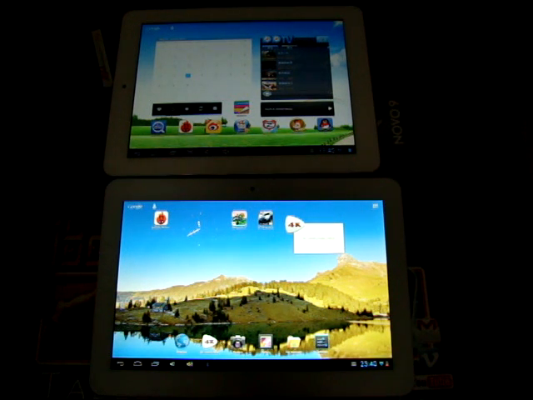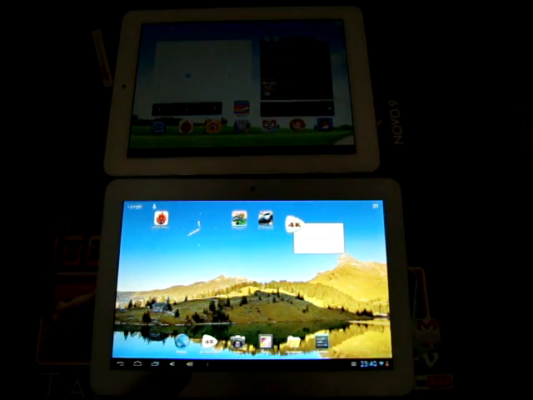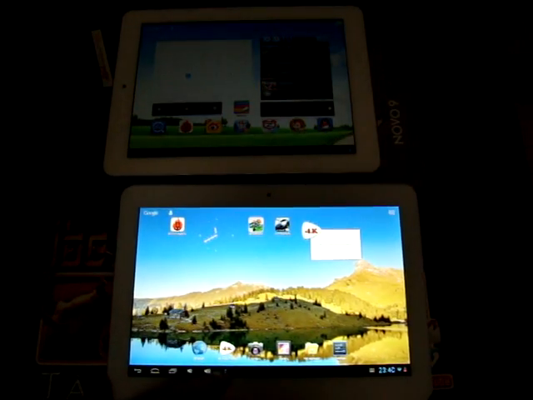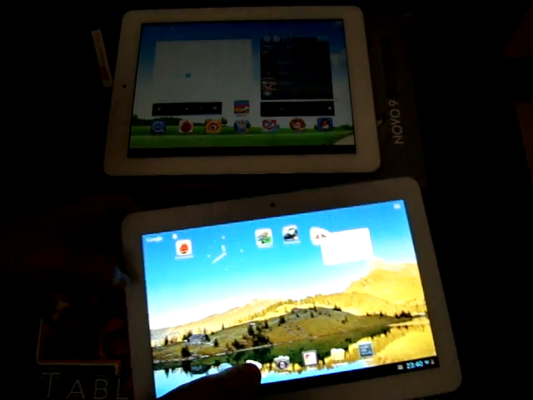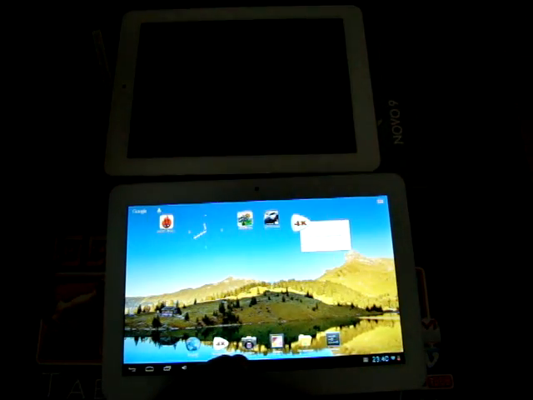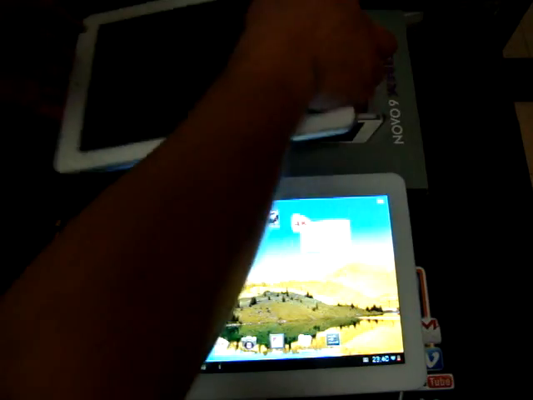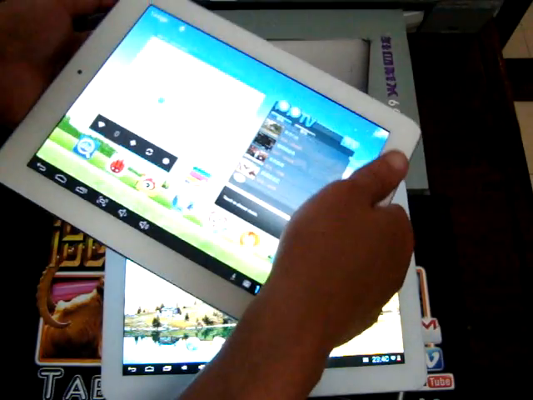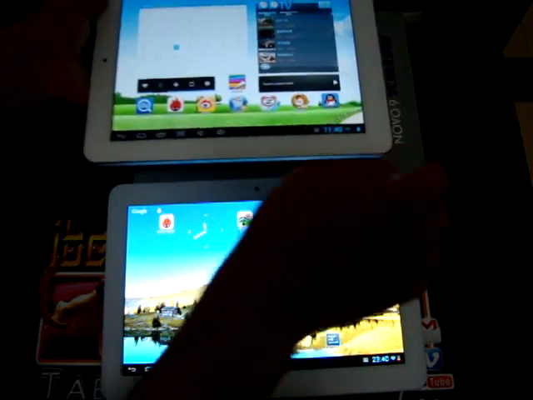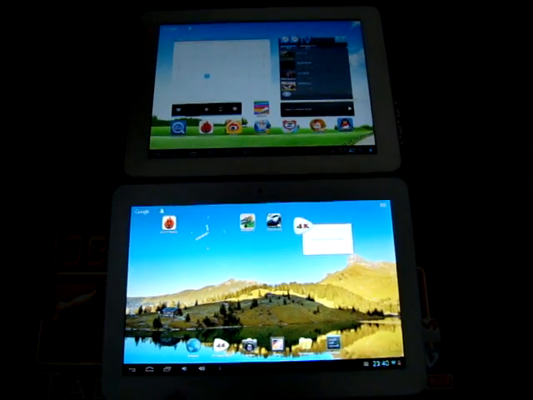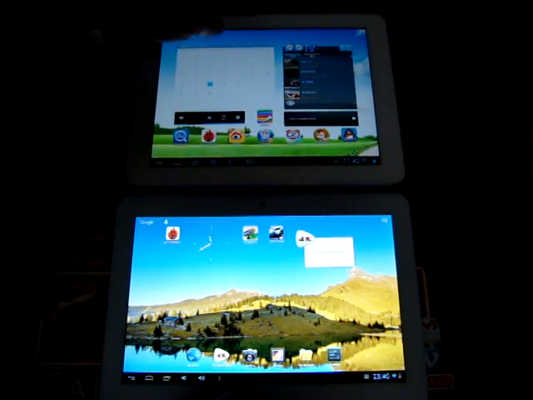This is part 4 review for both of these tablet PCs. At the bottom here we have the iBex Flytouch 10, 10.1 inch quad core A31 tablet. And at the top here we have the Ainol Novo 9 Spark, also known as the Firewire.